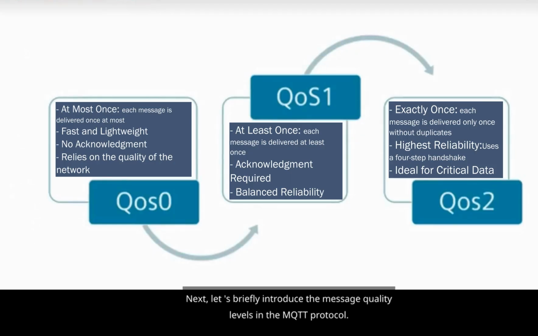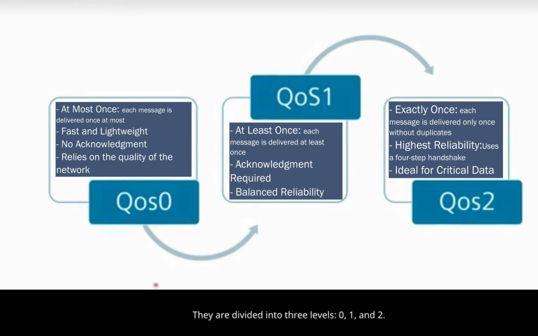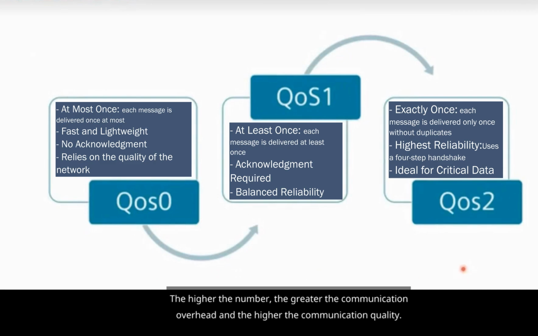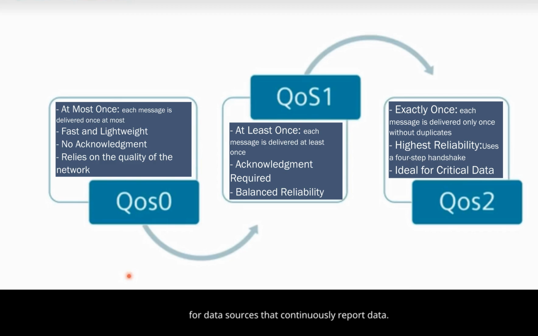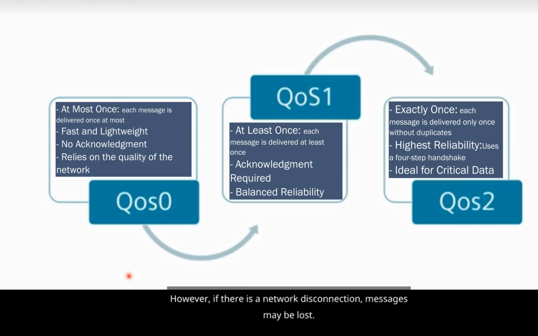Next, let's briefly introduce the message quality levels in the MQTT protocol. They are divided into 3 levels, 0, 1, and 2. The higher the number, the greater the communication overhead, and the higher the communication quality. Level 0, QoS 0, relies entirely on the underlying TCP for reliability, has minimal overhead, and is widely used for data sources that continuously report data. However, if there is a network disconnection, messages may be lost.